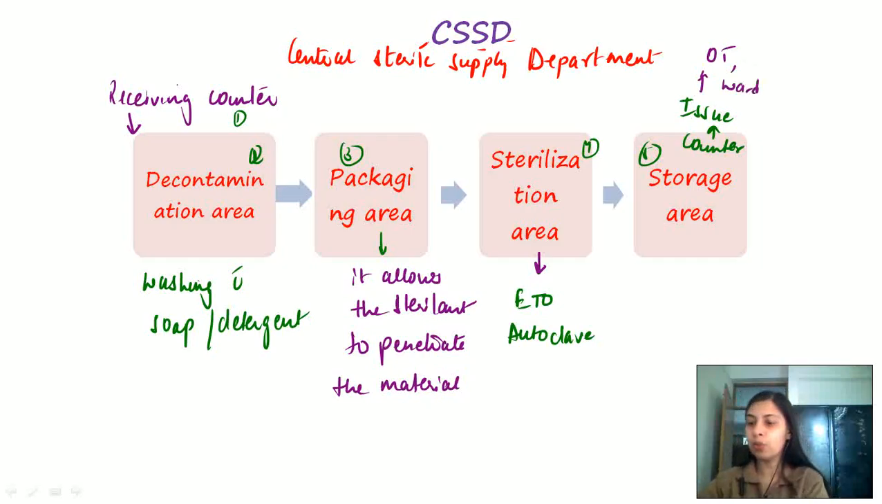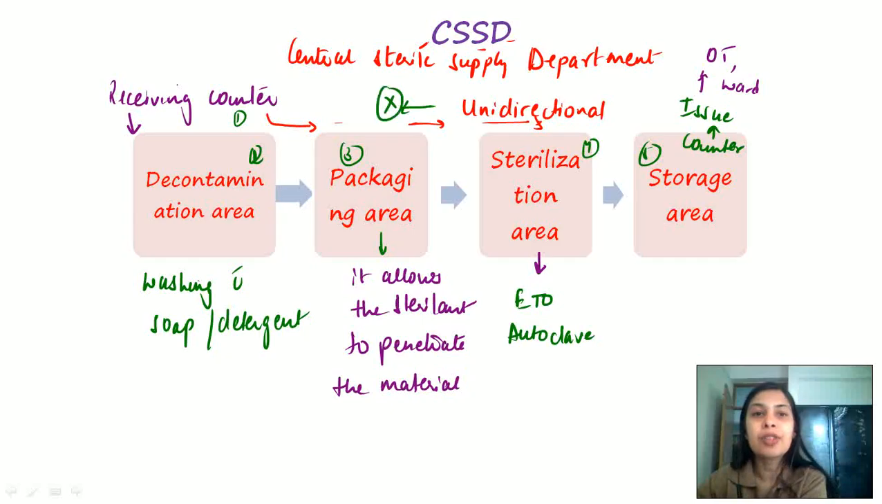So this is how this works, and one very important thing to remember is that we are receiving at one end, that is the receiving counter, and then we are going this way. We are not coming back, okay? So this is unidirectional, so as to prevent any contamination. The things are not coming back anywhere. It is just going in one direction to prevent contamination. So this is all about the central sterile supply department.